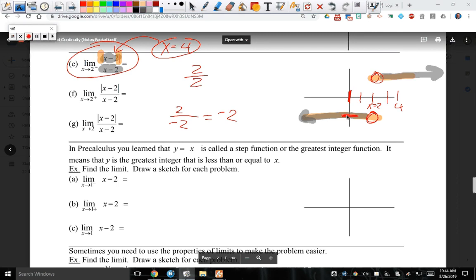Alright, so now looking at this graph, guys, what's the answer to E? Negative 1. What's the answer to F? Positive 1. What's the answer to G? Does not exist. Because those two one-sided limits did not equal each other.